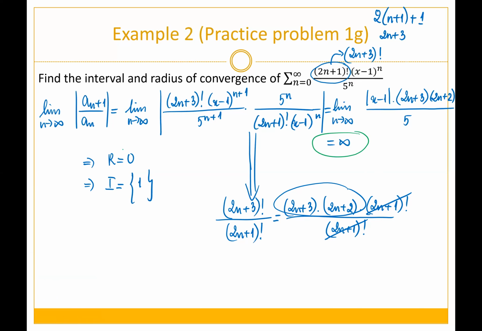So because the limit is always equal to infinity, the only way that it's going to be different from infinity and get smaller than 1, is if x minus 1 is equal to 0, which means that it only converges at a point and your radius is equal to 0, and the interval only includes 1.